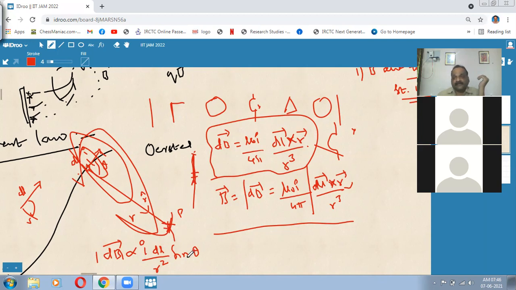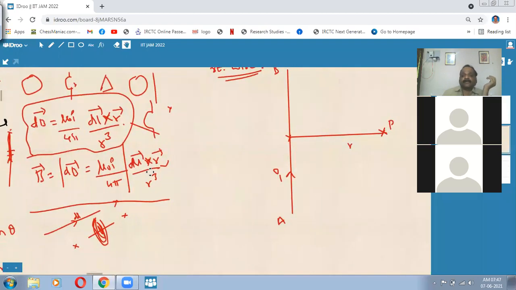So remember, whenever the sine theta factor comes into the picture, if r and dl are in the same direction, the magnetic field will be 0. Means in the direction of the wire, in front of the wire and at the back of the wire also, the magnetic field will be 0. The maximum magnetic field will be perpendicular to the wire. In the perpendicular direction only the magnetic field will be active.